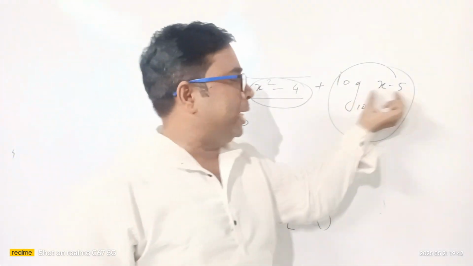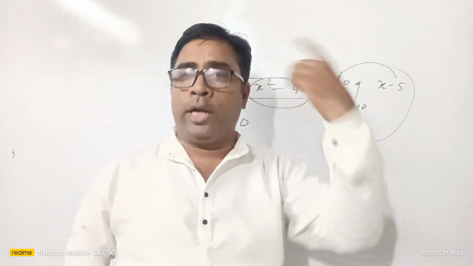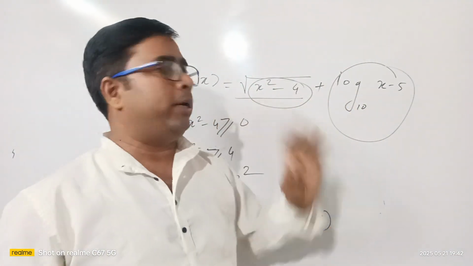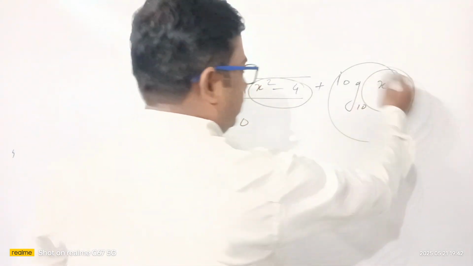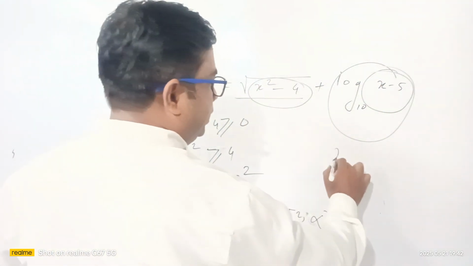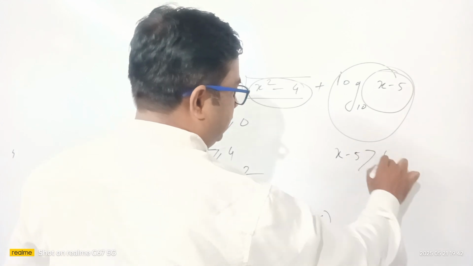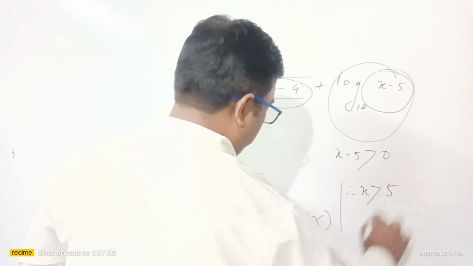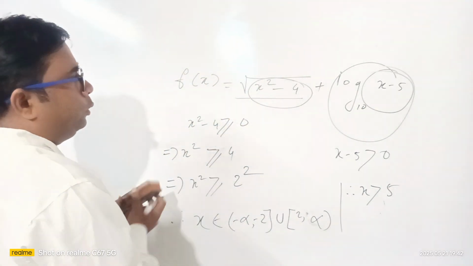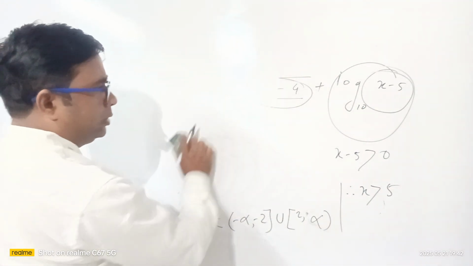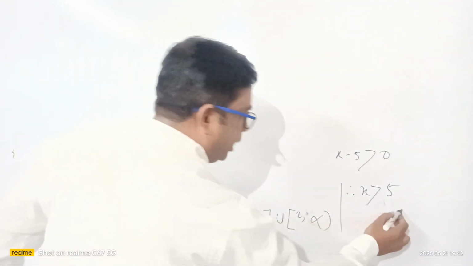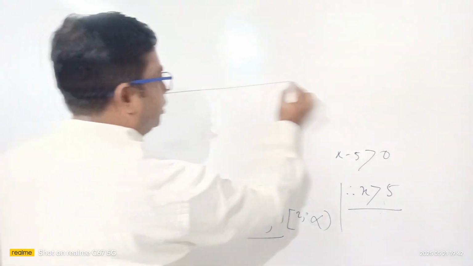We shall just apply the condition here. If it has already satisfied the conditions, then we don't need to apply anything with this part. So here x minus 5 is greater than 0. That means x is greater than 5. So you see, here we have got two intervals. One interval is this one and the other interval is this one. So let us take the intersection of the two intervals.